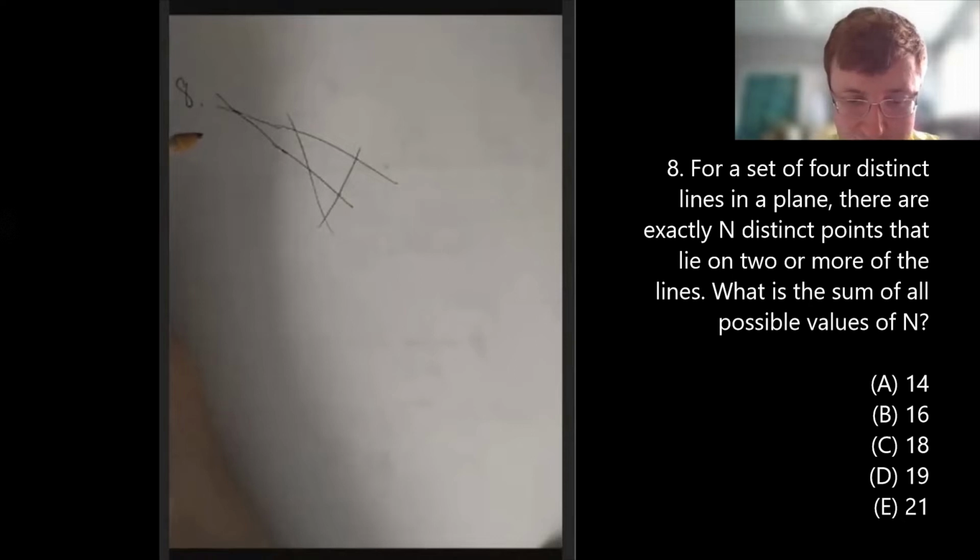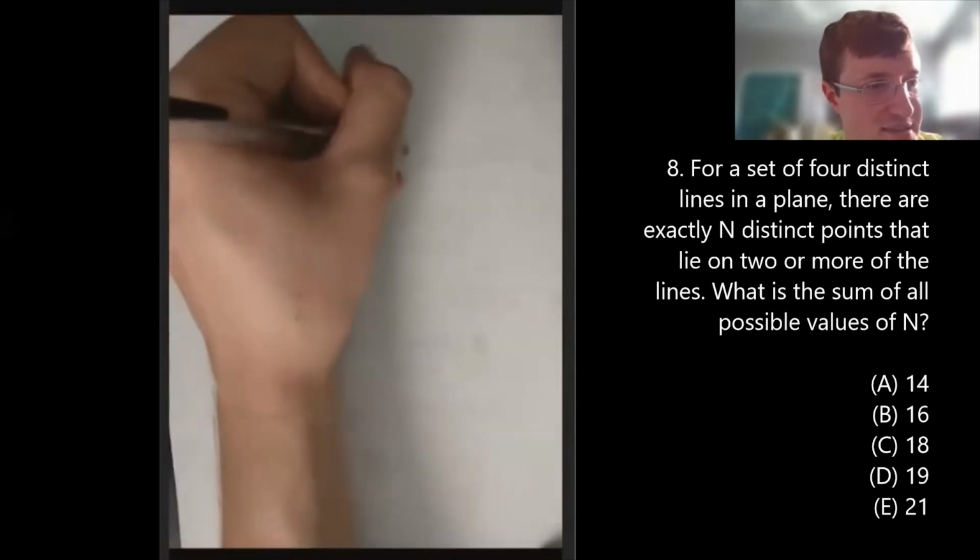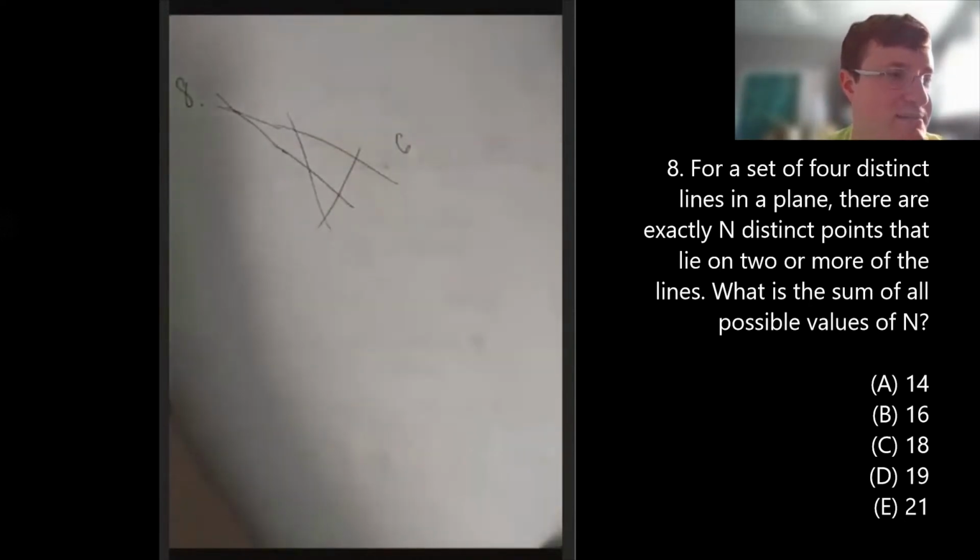Okay, for a set of 4 distinct lines in a plane, there are exactly n distinct points lying on 2 or more of the lines. Okay, so basically it's just asking for the number of possible numbers of intersections. So 6 is definitely a possibility. Can I get 5? Well, I'm not sure I can actually get 5.